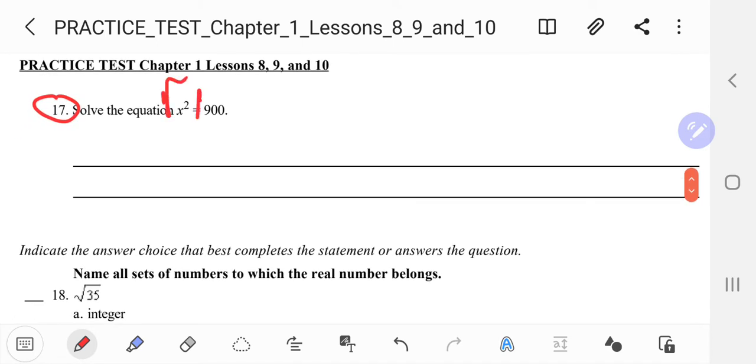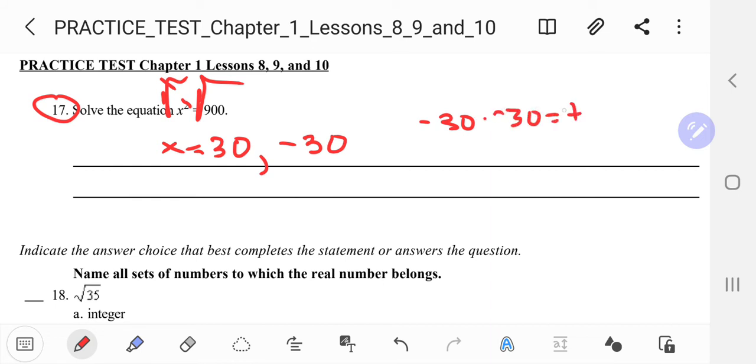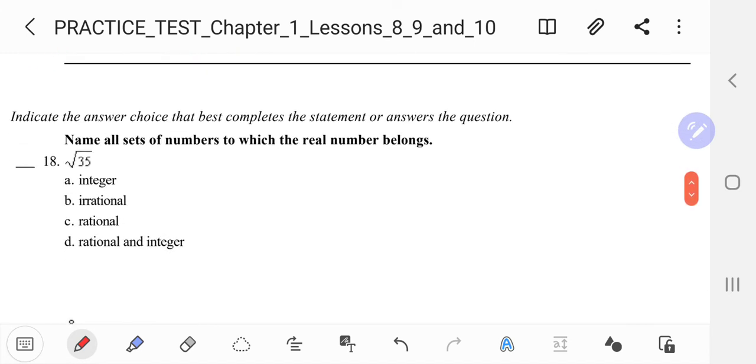So on this one, we square root both sides. I saw a bunch of mistakes here where you put one answer and not two. Right, because when we square root both sides, that cancels. You get x equals 30, but you also have to realize that another number would work as well, which is -30. All right, so you had to have both of those answers because -30 times -30 equals positive 900, sorry. A negative times a negative equals positive.